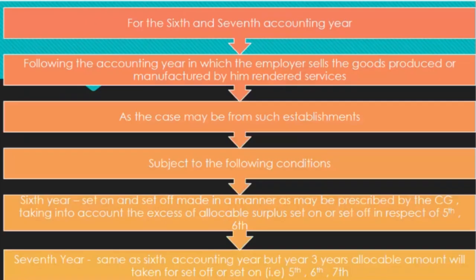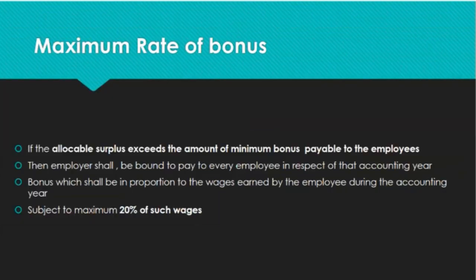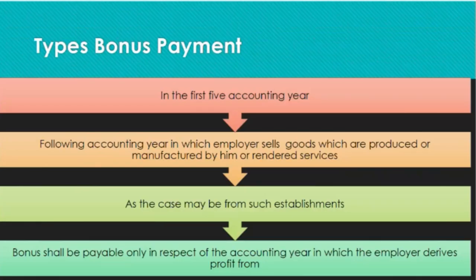Now we'll come to the types of bonus payment. For the first 5 years of the business being established, bonus needs to be paid only with respect to the profits earned in the accounting year. That is the first 5 accounting years following the accounting year in which he sells goods and services.